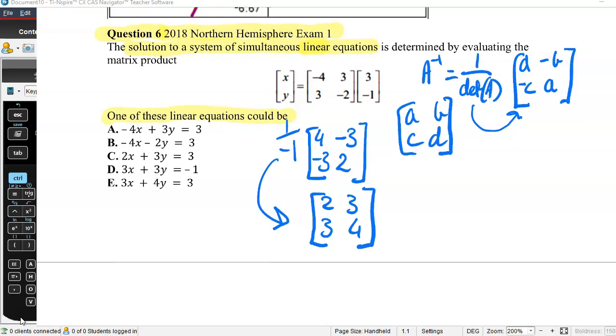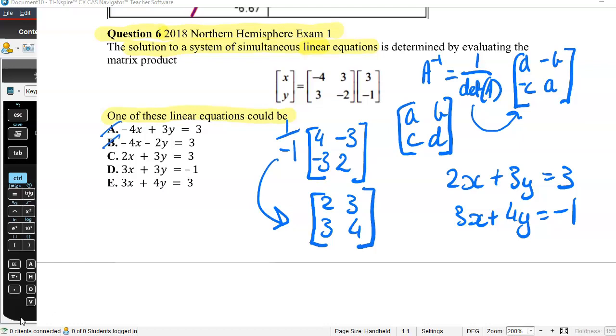Okay, so that means my 2 possible linear equations would be 2x plus 3y equals 3, or 3x plus 4y equals -1. Okay, so A and B, I could have crossed them off pretty much straight away because they relate to the inverse, don't they? Yeah, so we're only ever looking at C, D, or E.